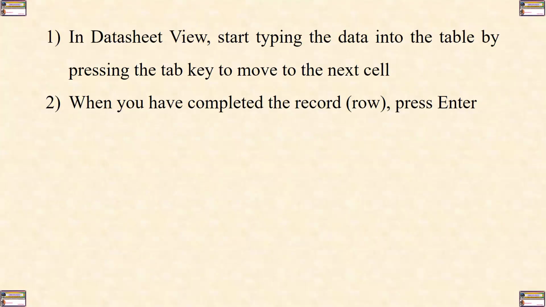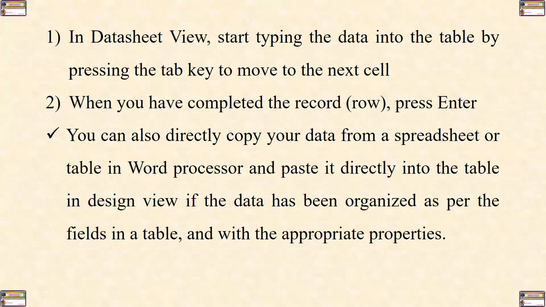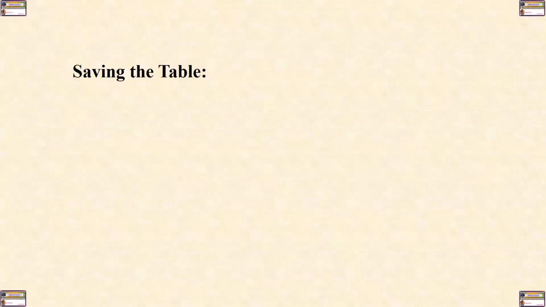So you open your table in the Datasheet view. Then you start typing the data in the table by pressing the Tab key to move to the next cell. When you have completed the record or row, you press Enter. You can also directly copy your data from a spreadsheet or a table in a word processor if you have already prepared that data and organized it as it is organized in the tables. And then you paste it directly in the table in the Datasheet view if the data has been organized as per the fields in the table and with the appropriate properties.